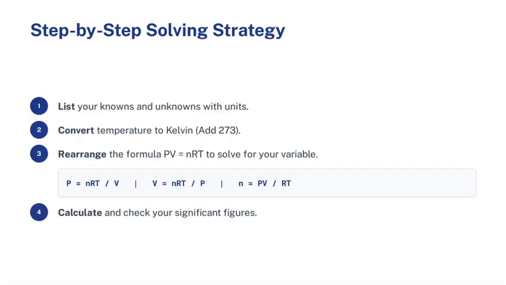Okay, so let's do a step-by-step solving strategy. We need to list out the unknowns and knowns we have, just like in physics. We have to convert temperature to Kelvin, so make sure to add the 273.15 to the Celsius. Then rearrange the formula PV equals nRT to get the variable you want on its own, and then calculate and check for significant figures.